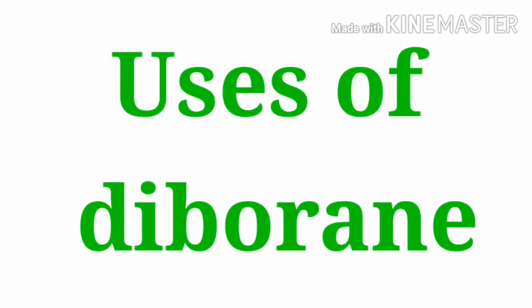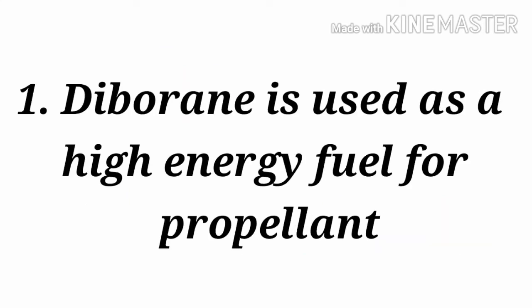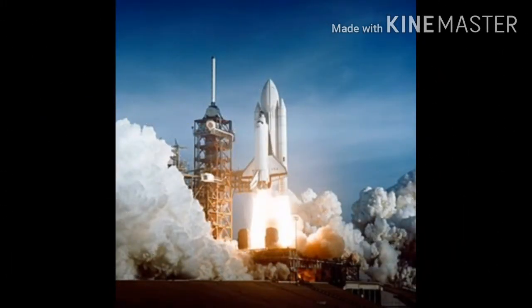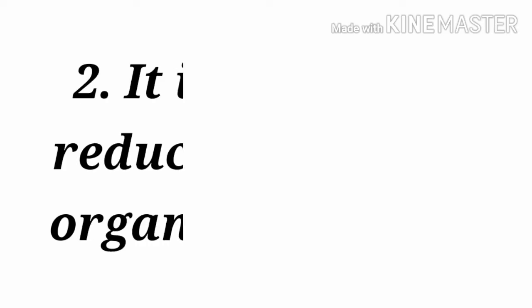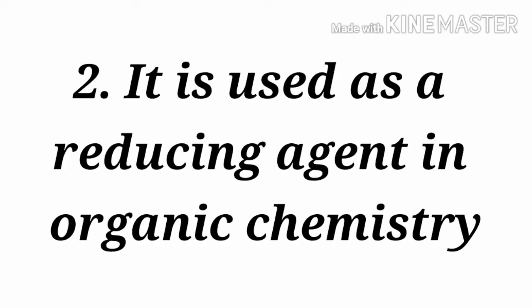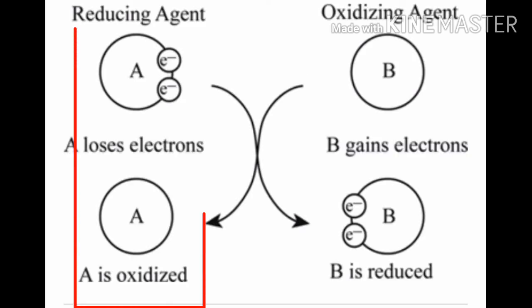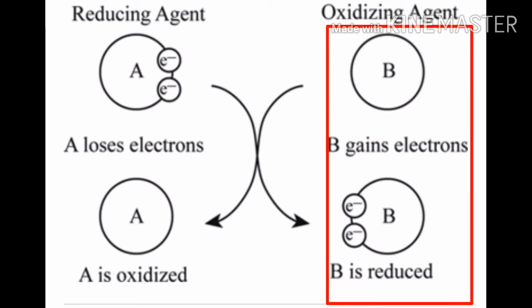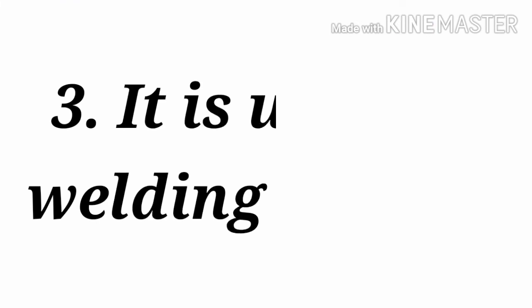Now uses of diborane. The first use of diborane, it is used as a high energy fuel for propellant. Mainly it is used in the rocket to ignite fire. Second use, it is used as the reducing agent in organic chemistry. Last year you studied about reducing agent and oxidizing agent. Reducing agent, they lose electrons and it is oxidized. Oxidizing agents, they gain electron and it is reduced.